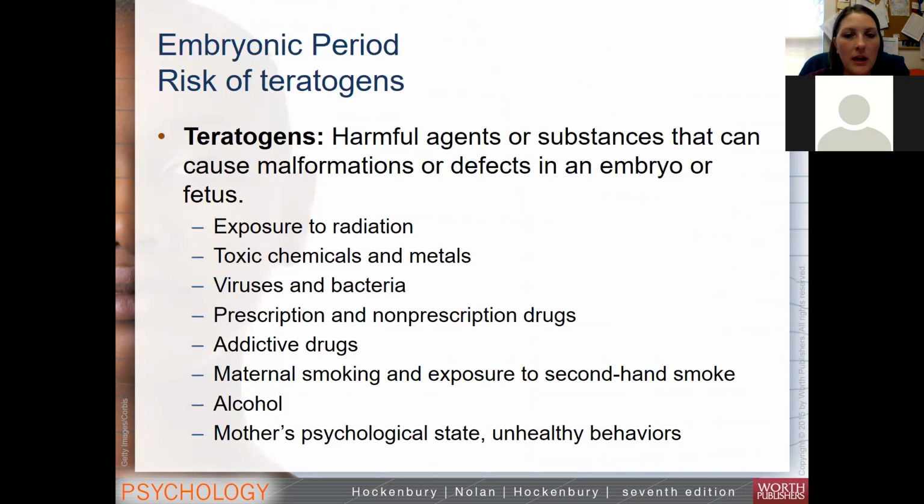We also see that this is a spectrum. So you can have somebody who has a very mild case and they turn out to be very functional, both children and adults. And then you can see very severe cases where the person is completely mentally handicapped and is not able to function at all.